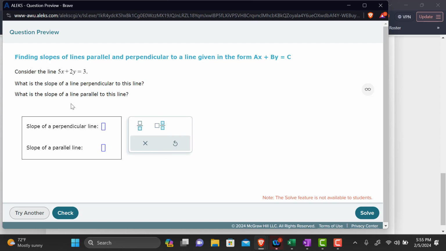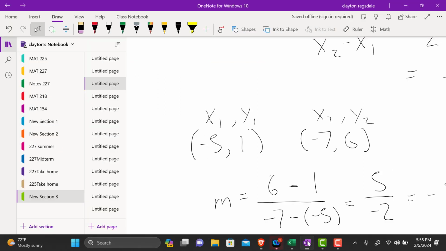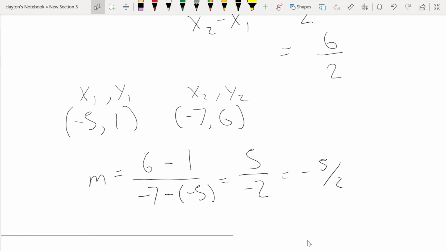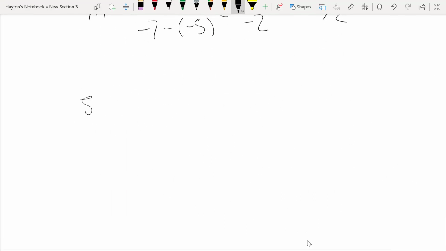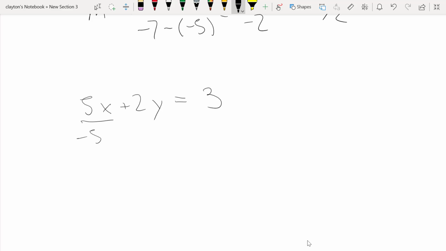It says find the slope of a perpendicular line and the slope of a parallel line. And so I'm going to write this down and I'm going to switch the format so it's a little bit more familiar. I have 5x plus 2y is equal to 3. And there's just an extra step here, right? Let's get it into y equals mx plus b format. So I'm going to move over the 5x. If I subtract 5x on both sides, I get 2y is equal to negative 5x plus 3.